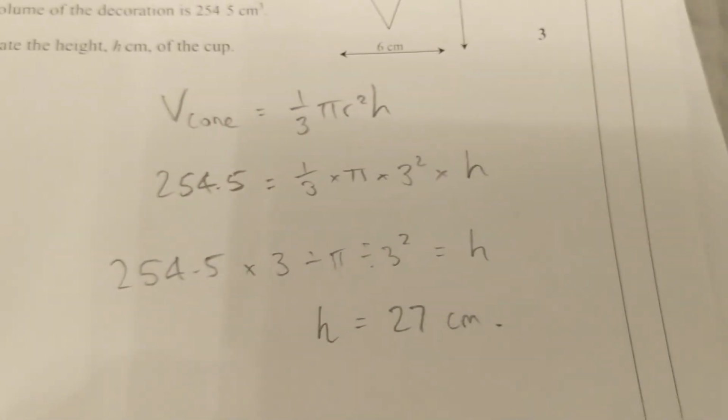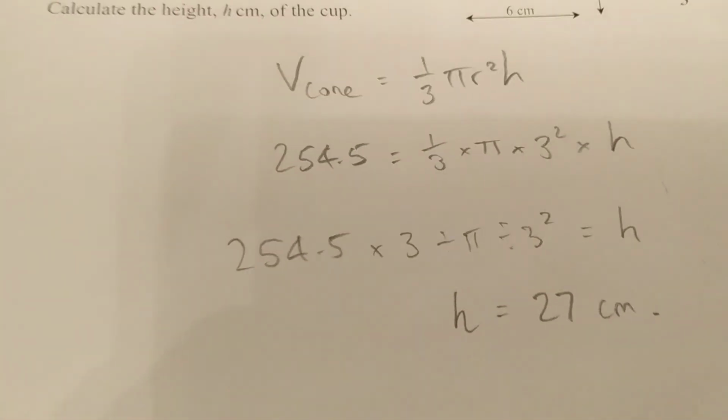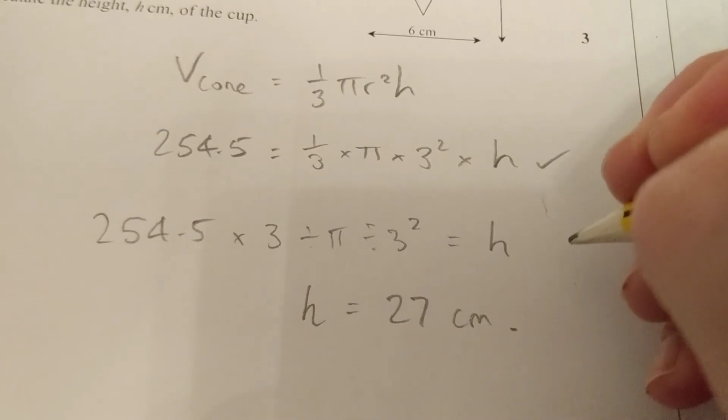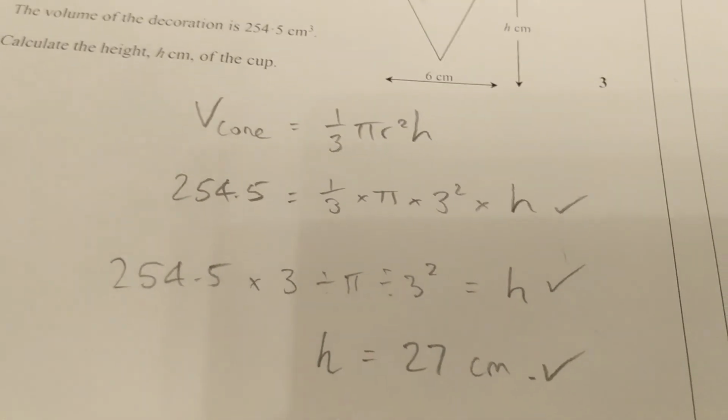And that's question number 9. 3 marks again, 1 for subbing in the information correctly, 1 for starting to get h on its own, and 1 for the answer. Okay, so 3 marks.